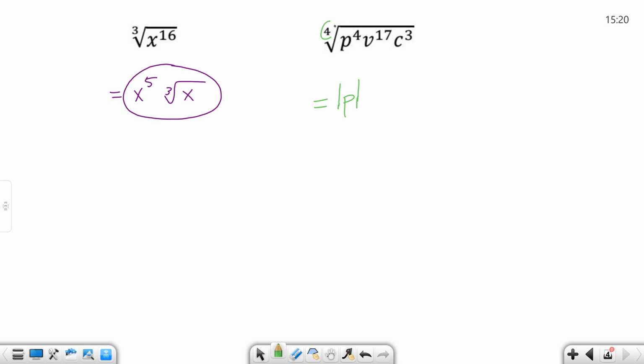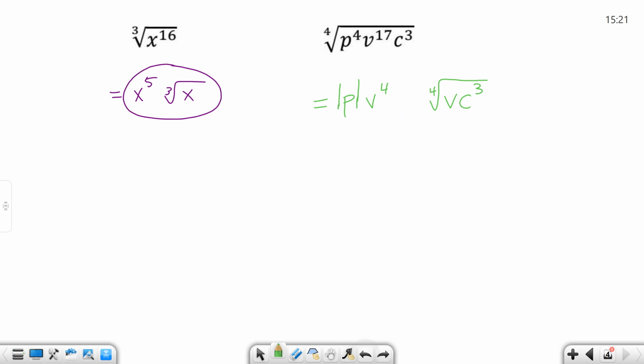And then v to the 17th. How many times will 4 go into 17? 4 times. v to the fourth with 1 left over. So under my fourth root, I have a v left. This is an even power, so does that need an absolute value on it? No, it does not. And then what about c to the third? How many times will 4 go into 3? It won't go in there, so no c's come out, so all 3 c's stay under here.